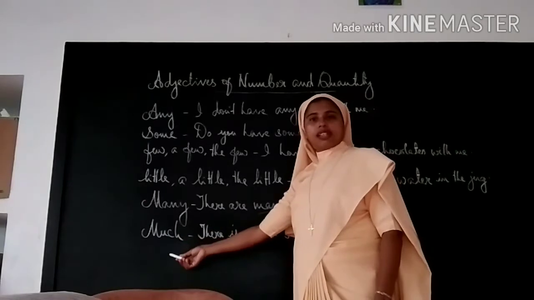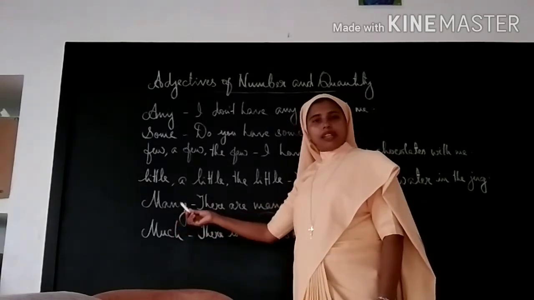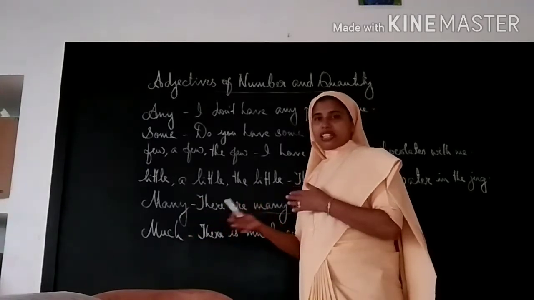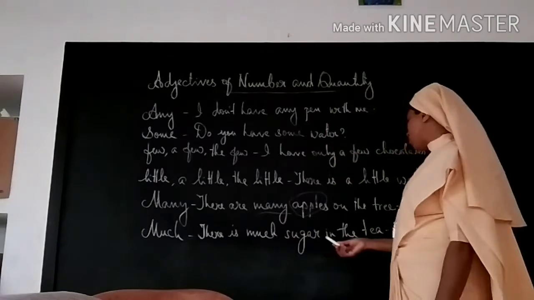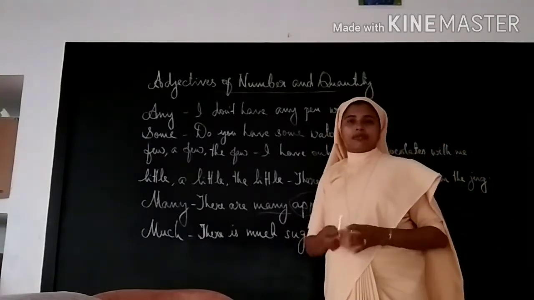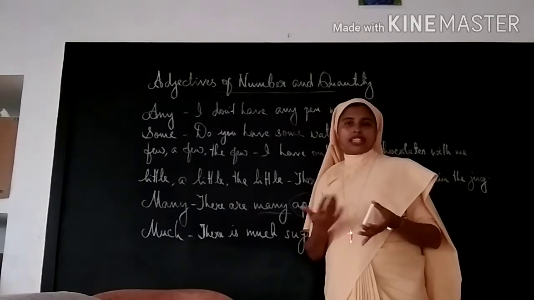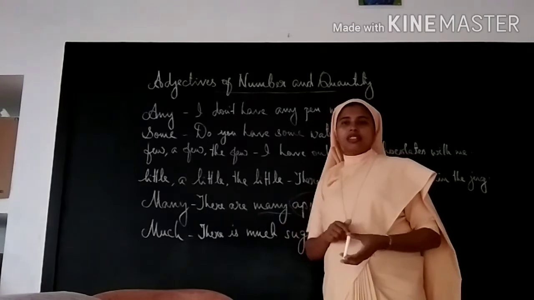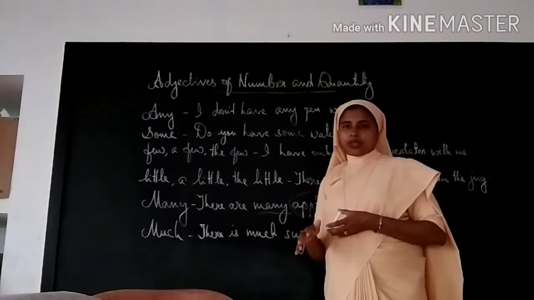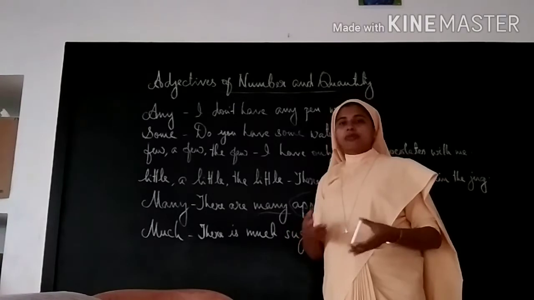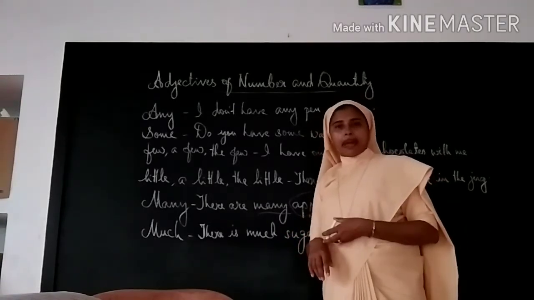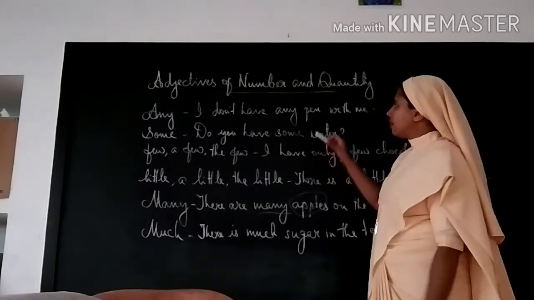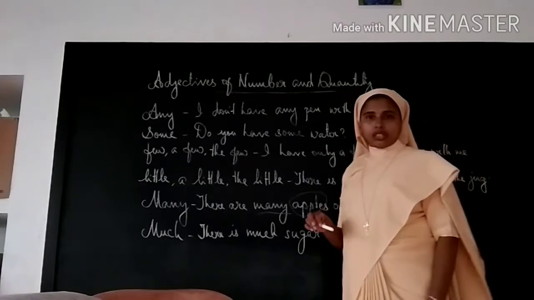Much. The same sense as many, but it will be used with uncountable nouns. There is much sugar in the tea. Much sugar means that it is uncountable. And there is much sand there on the floor. Sand is uncountable. There is much money that is kept in the bag. Money is uncountable. And these are the adjectives of number and quantity.